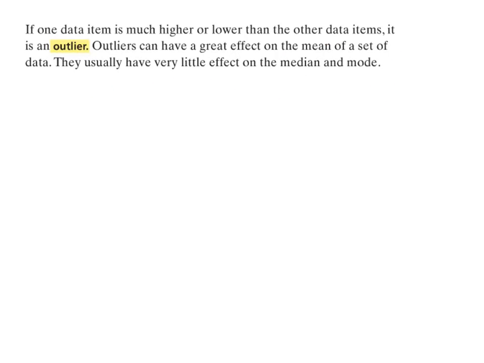If one data item is much higher or lower than the other data items, it is an outlier. So what is an outlier? If one data item is too high or too low from the other data items, it is called an outlier. Outliers can have a great effect on the mean of a set of data. They usually have very little effect on the median and mode. They have a great effect on the mean, whereas they don't affect the median and the mode to that extent.